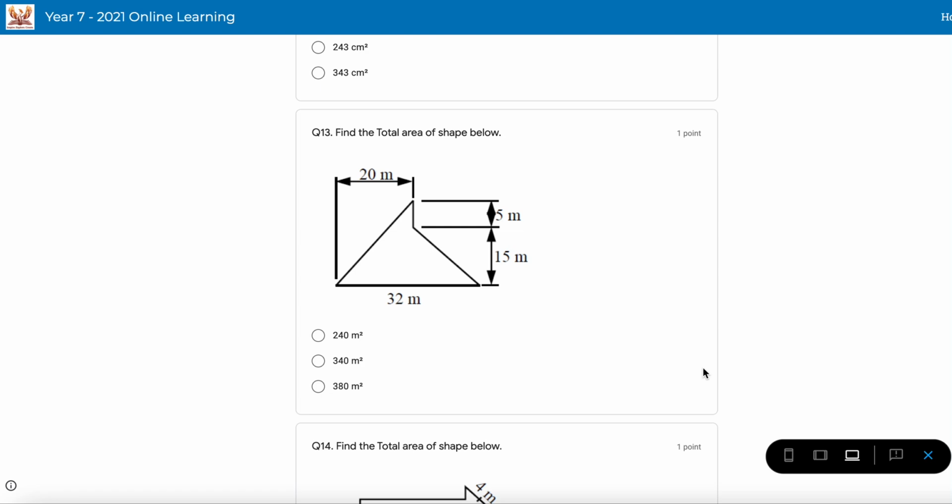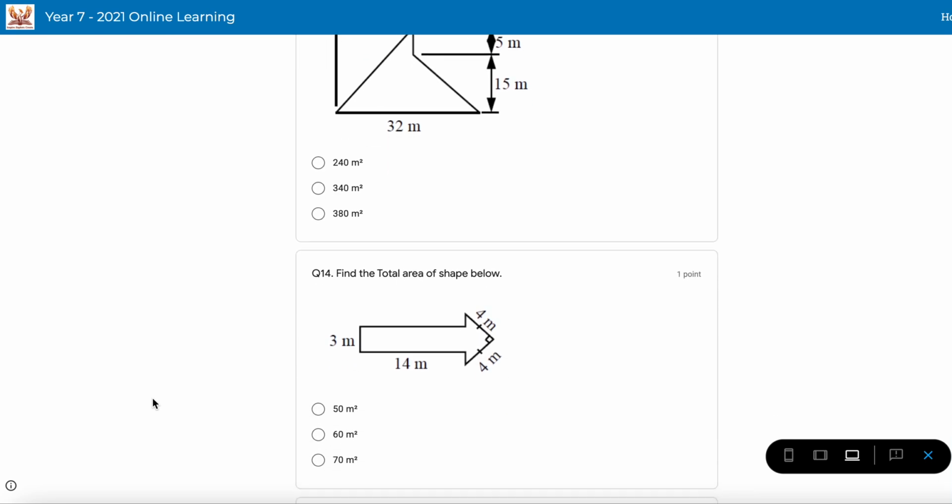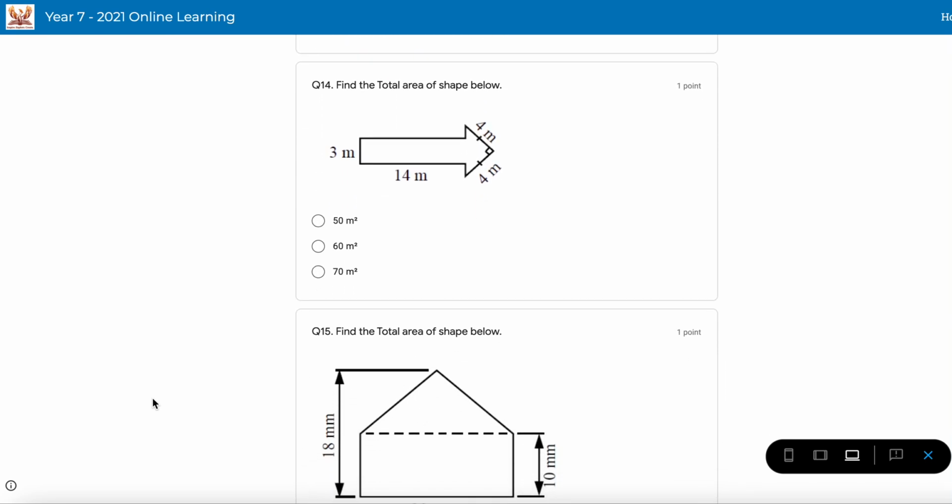I believe I've just found a problem in this question. I think the answer should be 200 plus 90, which gives us 290 square meters. But that's not an option in the answers here. So if you've already done this quiz and you got a different answer, before we change the answer over, I'm just changing it over now. Don't worry if you got this question wrong. Question 13, there was an error with the question. I think only one student has done the quiz at this point, so should be all right for most of you.